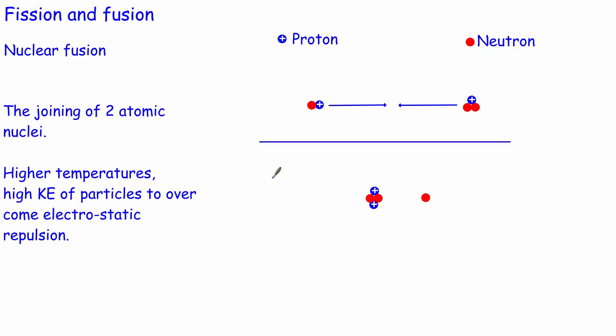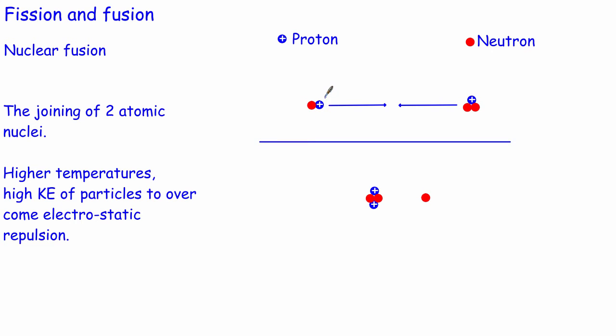So we need really high temperatures, because high temperatures means high kinetic energy, and high kinetic energy means they're moving really quickly. The faster they move, the closer they can come together. When they get in the range of the strong nuclear force, that will then be strong enough to overcome the electrostatic repulsion, and it will pull them together and they will join together.